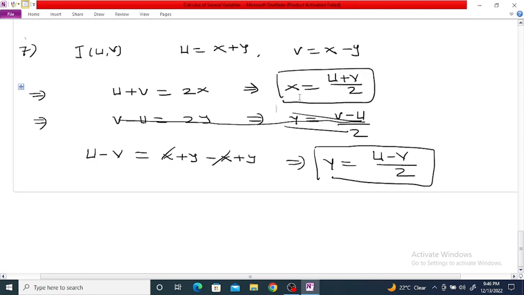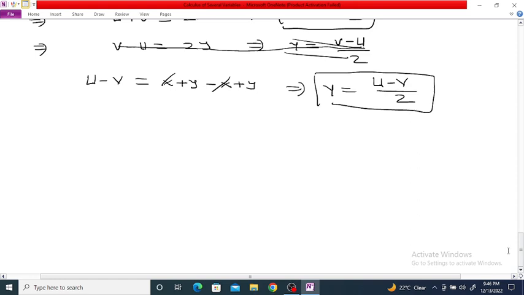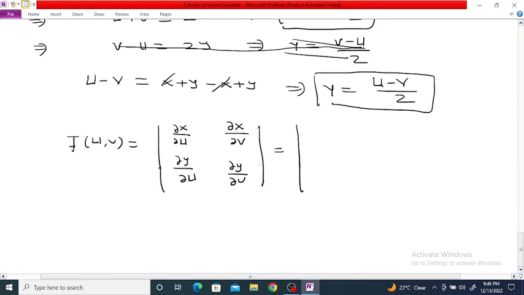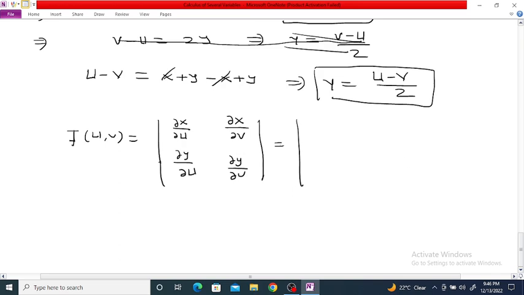So the Jacobian of (u, v) is equal to the determinant of ∂x/∂u, ∂x/∂v, ∂y/∂u, ∂y/∂v. So this is equal to ∂x/∂u is 1 by 2, 1 by 2, 1 by 2, and minus 1 by 2. So this is equal to minus 1 by 4, minus 1 by 4. So this is equal to minus 1 by 2. So this is the Jacobian.